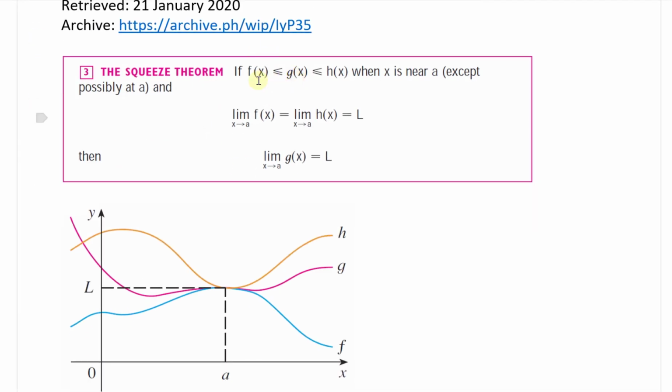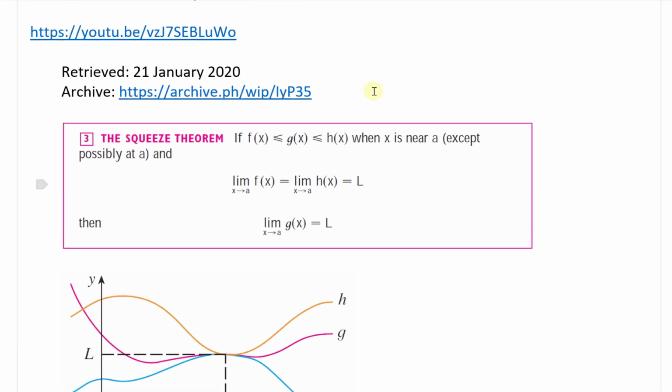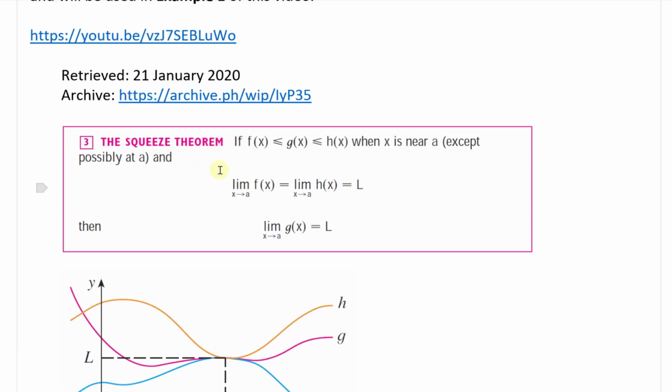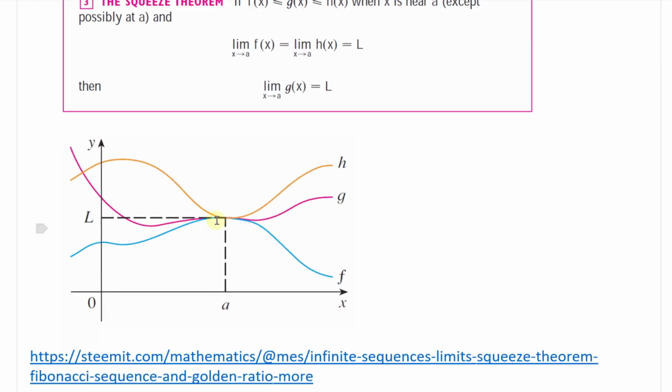If we have f of x less than or equal to g of x, which is less than or equal to h of x when x is near a, except possibly at a, and the limit as x approaches a of f of x equals the limit as x approaches a of h of x, so if f and h approach the same limit L, then the limit as x approaches a of g of x is also equal to L. Remember, g of x is always in between these two. So the outer ones have the same limits, and the inner one as well. In other words, it's just getting squeezed inside there.